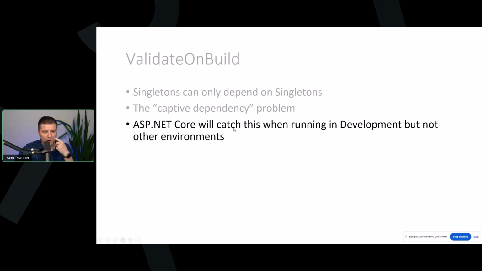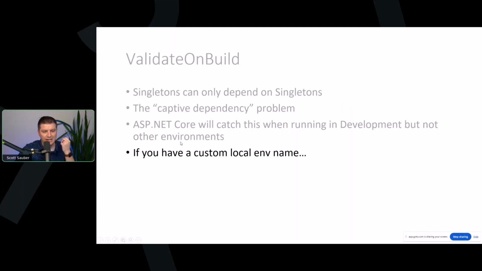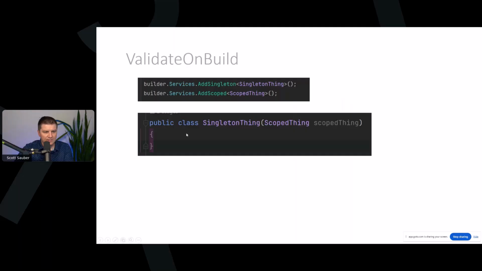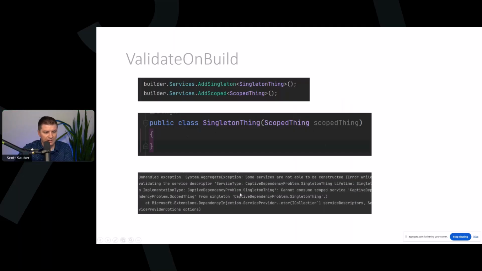ASP.NET Core by default will catch this when you're running in the development environment, but not other environments. So if you are running locally with a custom environment name like local or dev or something, you're not going to catch this error locally. If I have a singleton thing and a scoped thing, and the singleton depends on the scoped thing, the error you're going to get in development is, hey, you can't consume a scoped service from a singleton. So they're trying to warn you of this issue.